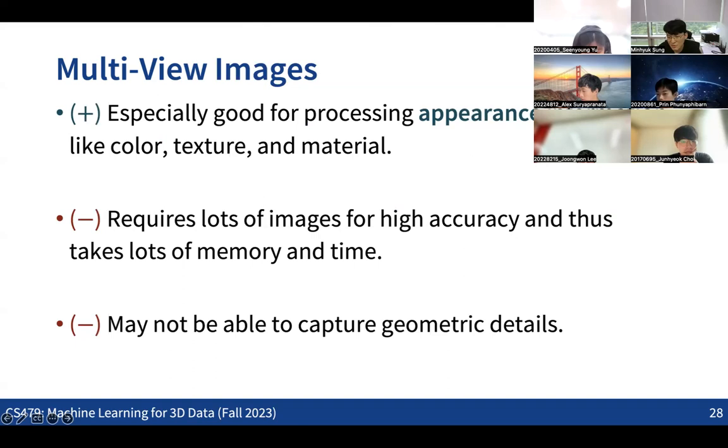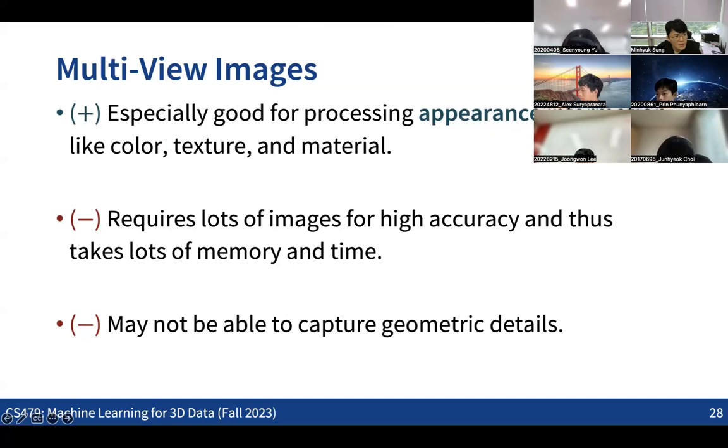These architectures can actually be really good, especially when you have appearance information. When you have not just the geometric information of the 3D models, but also appearance information like color, texture, and materials, then rendering the 3D models into 2D images and processing them can be a really good direction to handle this data.